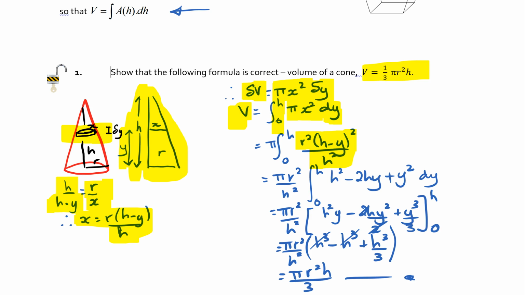So the rest of the process is pretty straightforward. Taking out common factors, doing the integral, plugging it all in, and we get pi r squared h on 3. So we've proved, using pretty advanced maths, what you already knew from junior school.